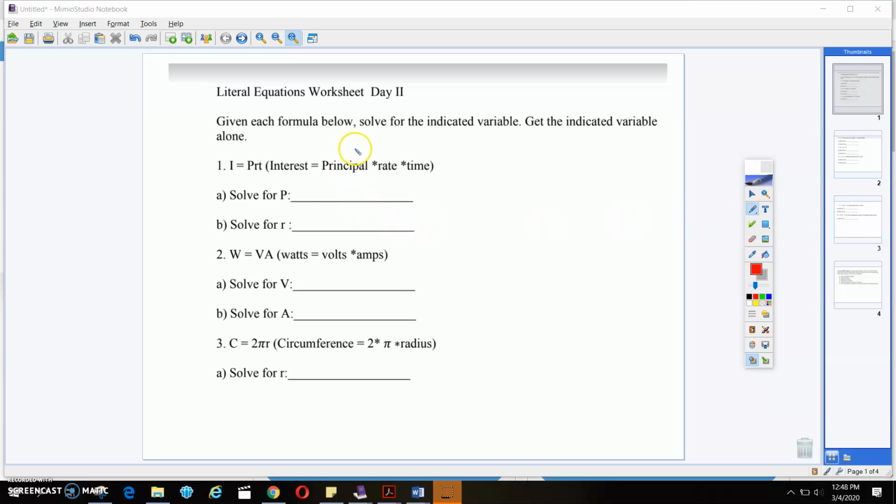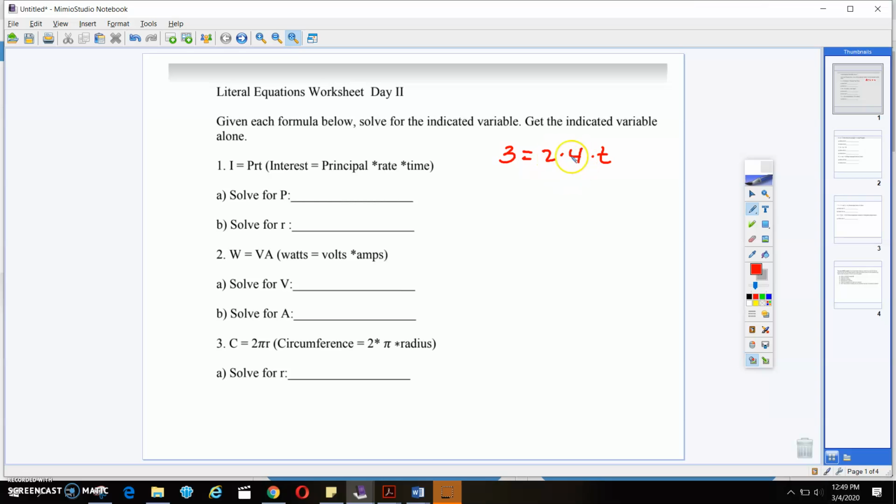Okay, so literal equations is talking about equations that have mostly variables and not just numbers. But I am going to give you an example of this equation as a number. So let's say, for instance, I had 3 equals 2 times 4 times t. And I told you that I wanted you to solve for t. Okay, what would you do first?